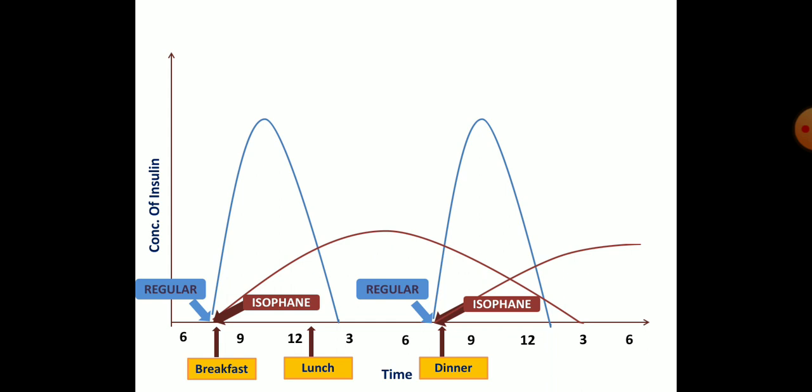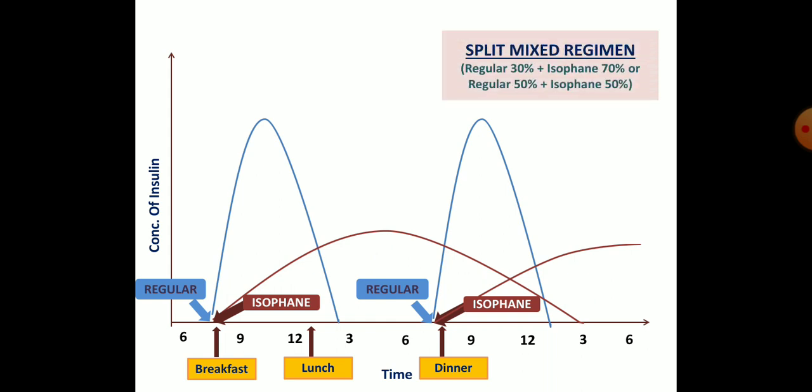And here what we are doing is giving two preparations, that's why it is a mixed regime. We are dividing the total daily dose into two parts, and that's why it is known as a split mixed regime, in which the regular and isophane insulin is administered. Regular insulin is given as either 30 or 50%, while the isophane correspondingly as 70% to 50%.